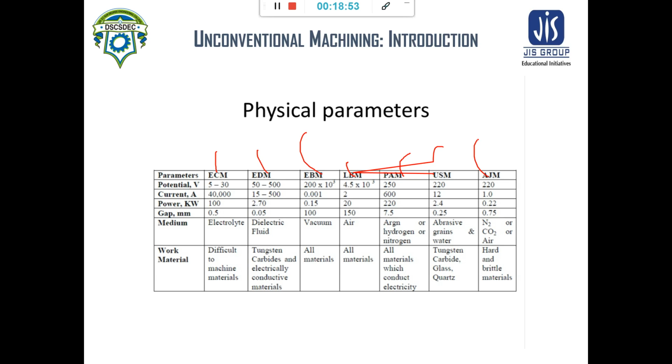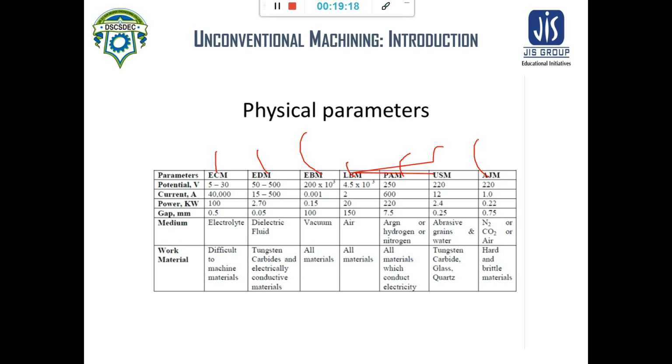mm. The medium for electrochemical machining will be electrolyte. For electro discharge machining the medium is dielectric fluid. For EBM the medium will be vacuum. For laser beam machining the medium will be air. For plasma arc machining the medium will be argon, hydrogen or nitrogen.